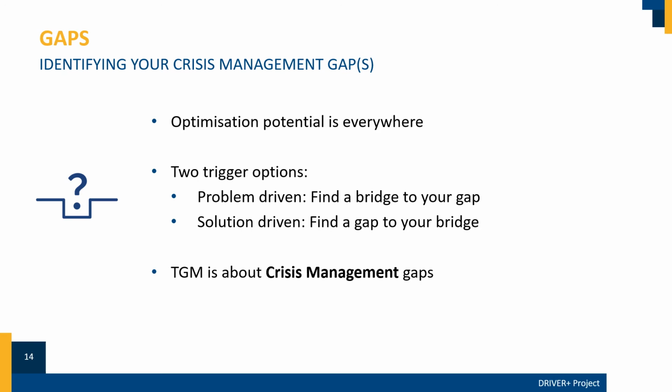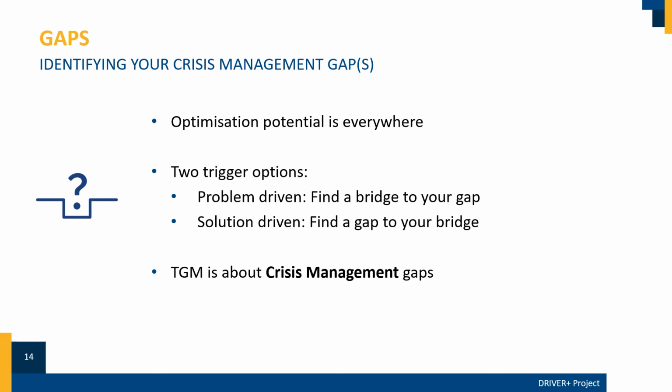You are driven to find a bridge to this gap. But sometimes you do not have this obvious rock in your shoe. You rather stumble upon a promising new solution and want to identify a gap that can be bridged by this solution. This is the solution-driven perspective. The trial guidance methodology is tailored to the crisis and disaster management domain. So the TGM might not help you with a severe coffee shortage, but it will help you with any professional challenge you might face. Therefore, the TGM is focused on gaps in crisis management, or CM gaps in short.